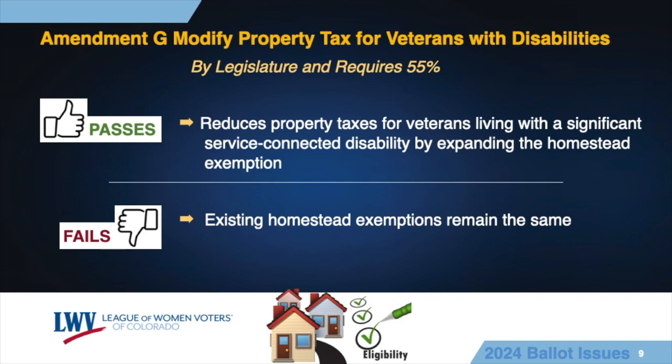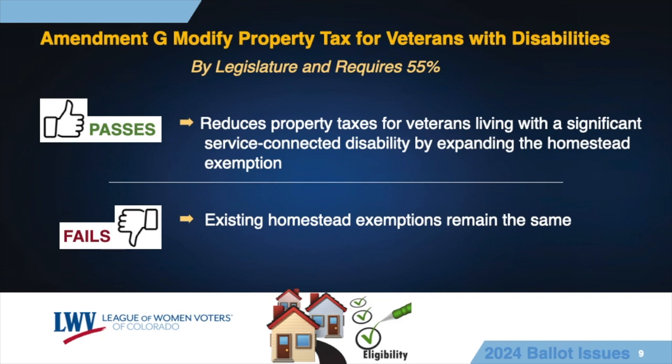What if it fails? Existing requirements to receive the homestead exemption remain in place, and it continues to be only available to veterans whose disability is rated as 100% permanent and total. Why is it on the ballot? Homestead exemption is currently in the state's constitution and must go to the voters to be amended. It cannot be legislated.